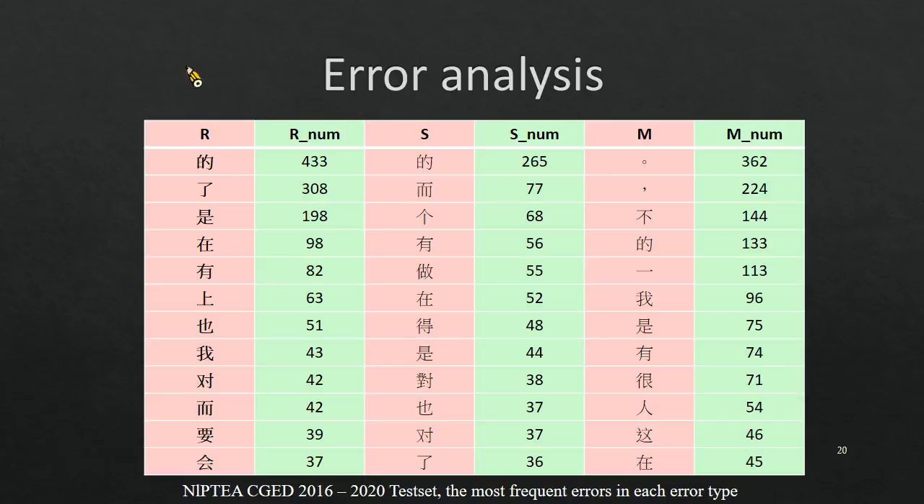We also find that most of the redundant type of error is about the same few characters. This statistic shows that many errors are concentrated on certain high-frequency characters. In the future, we might focus on the high-frequency errors.